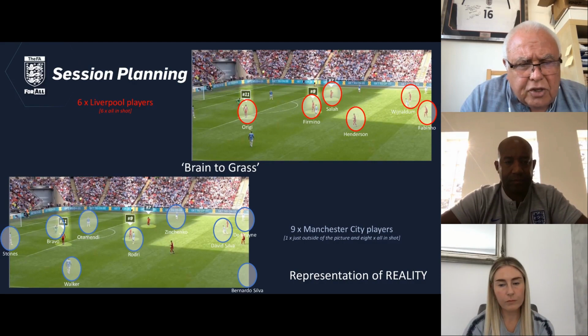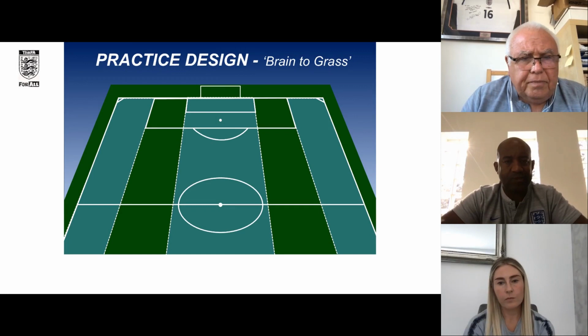As you can see, I've included Bernardo Silva, who you can't quite see in shot at the moment. That's due to the camera angle, really. It's made it quite difficult for us to capture it. If we could see it from behind the goal, then you could clearly see that he was an integral player in the practice. So what does this look like in our 2D version? We need to put the playing area in first.